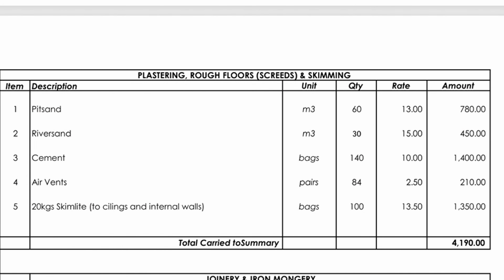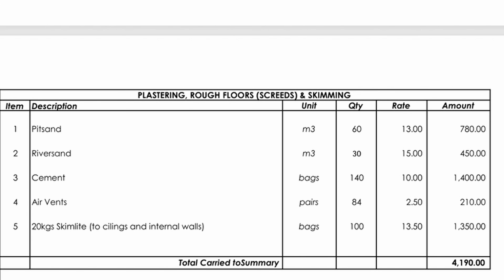We have the pit sand, the river sand, the cement, the air vents, and then skimmer light. All right, so all this that is needed is going to take us to 4,190 US dollars. All right, so that is how much money is needed for the plastering, the screeds, and the skimming of the house. Now let us move on to the joinery and the ironmongery of the house.